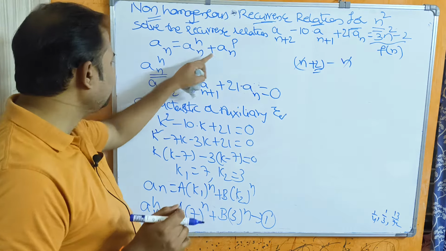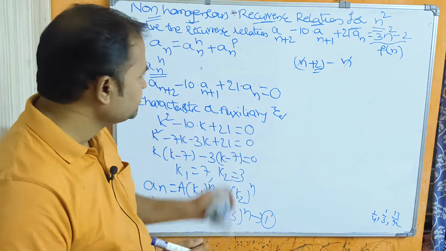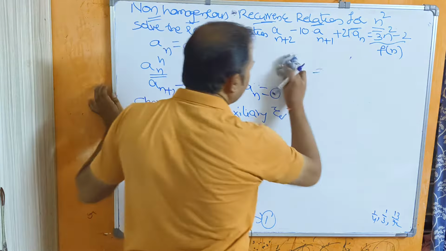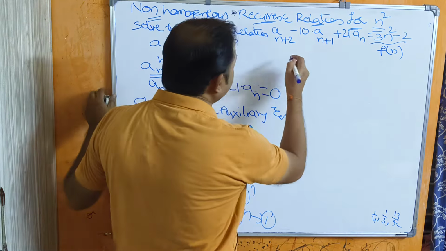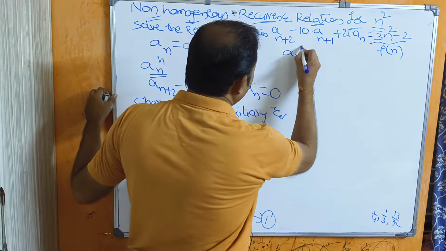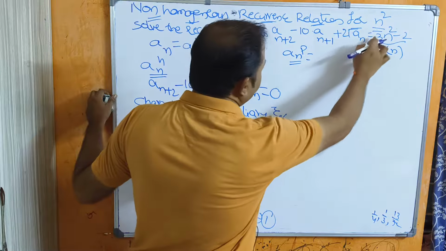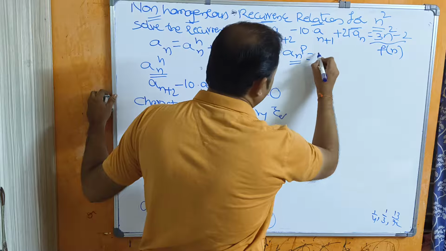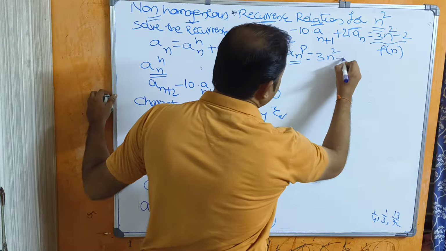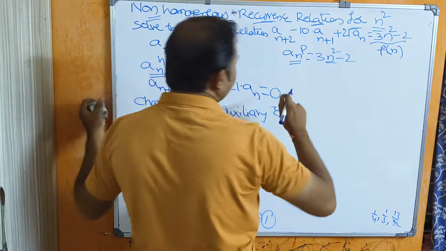Now we have to calculate a(n) power p. So let us compute a(n) power p. A(n) power p means particular solution. So here what is the particular solution? Particular solution is nothing but the right hand side part. So 3n square minus 2. So here we have n square.